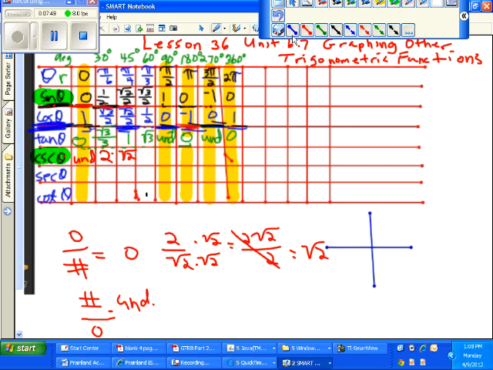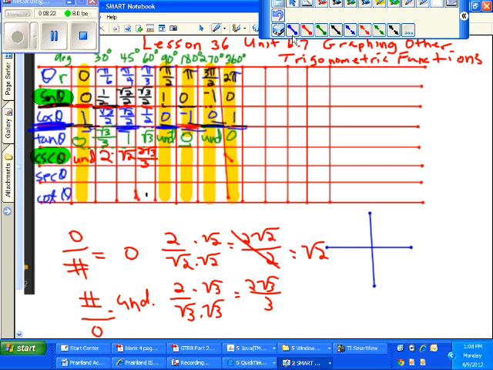All right. And then we're going to have pi over 3 with square root 3 over 2. The reciprocal of that is 2 over square root 3. Again, we rationalize. And we get 2 square root 3 over 3. We're writing these as radicals in simplest form. It's kind of messy, doesn't it?